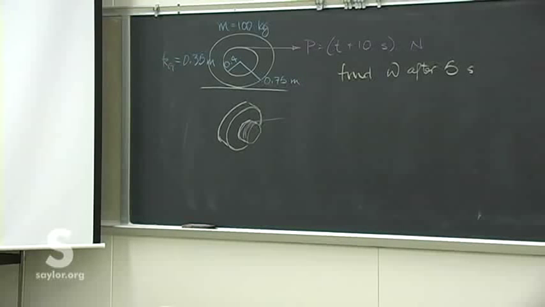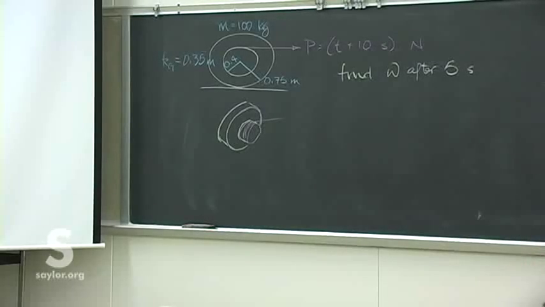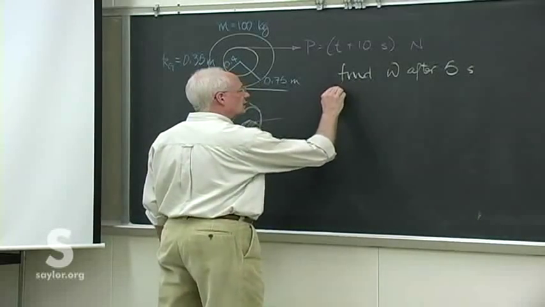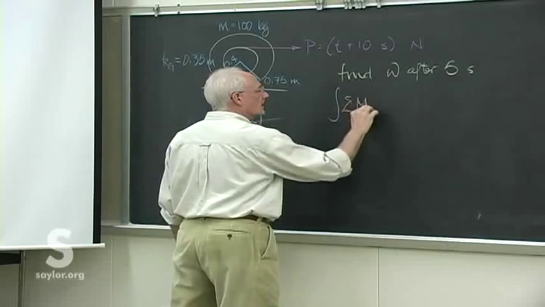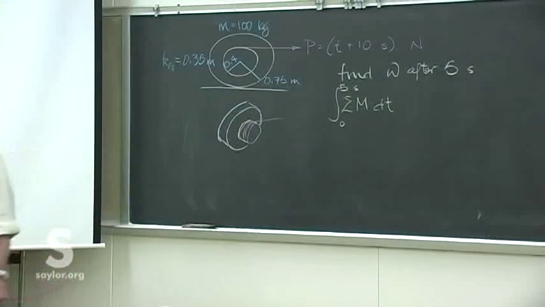Does the mass the whole thing? Yeah. Mass of the whole thing. You've got the radius of gyration. So you launch it the same way, I guess. Start with what we've got that gets us closest to omega. And that's the integral of the sum of the moments with respect to time.